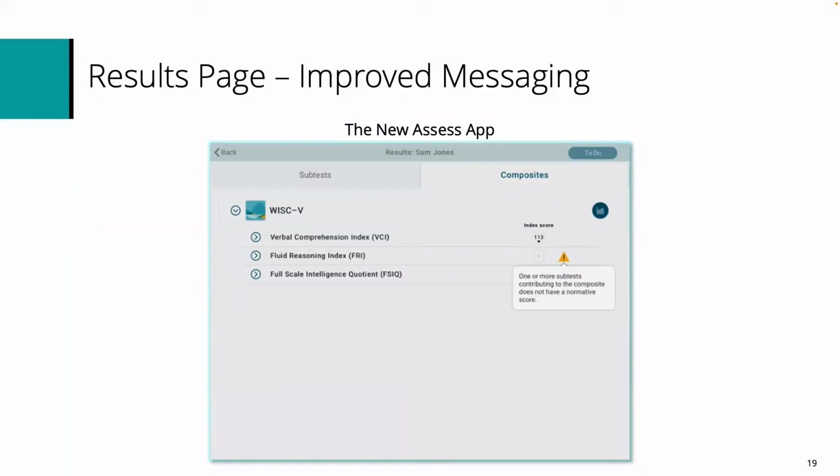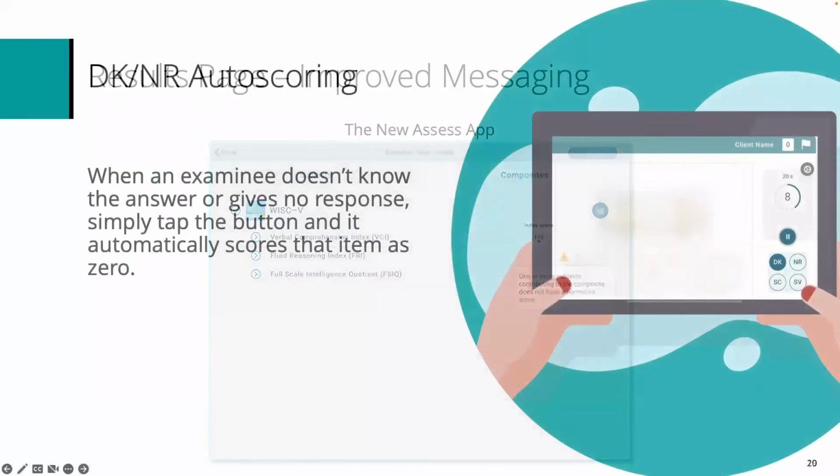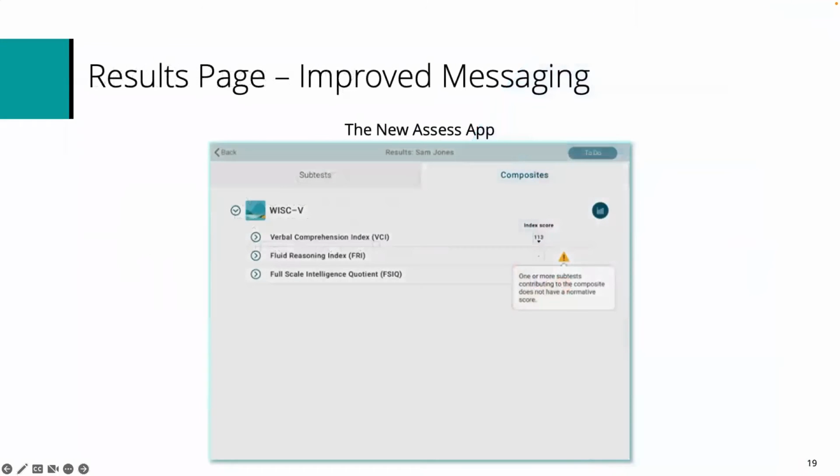So now what we've done is that there has been hopefully some really good improvements on the messaging around why you may not be getting a certain score. So in this case on the screen, you can see that one or more scores related to that composite did not have a score. So that tells you that you may have done out of age testing, or perhaps you've forgotten to properly score one of these subtests that relates to that composite score. So hopefully that type of messaging will help you realize where the errors have been made so that you can quickly fix that and get on with your day.